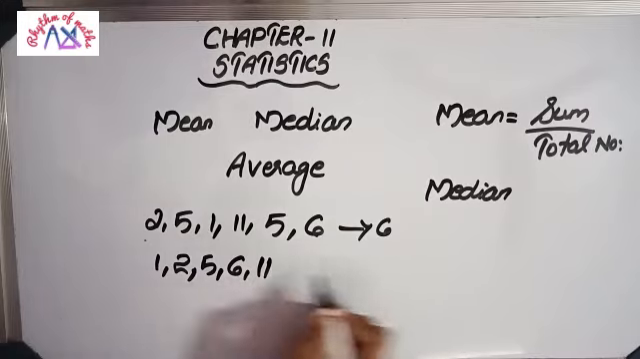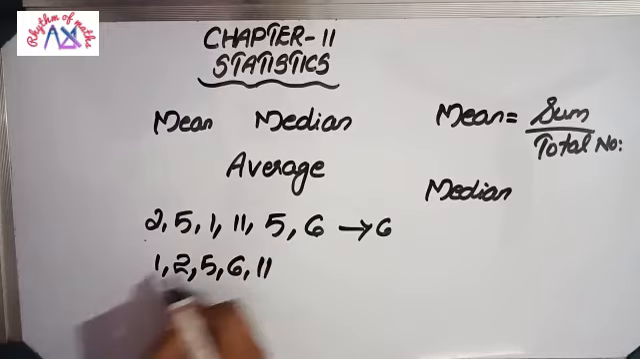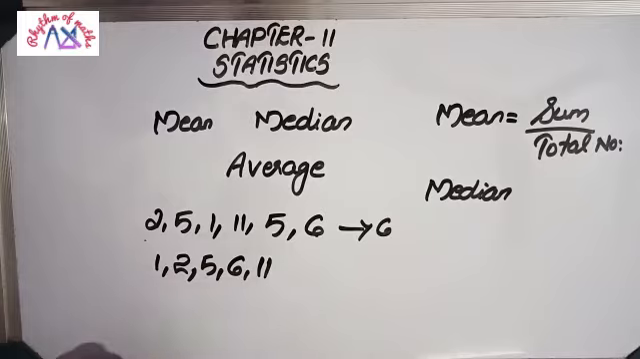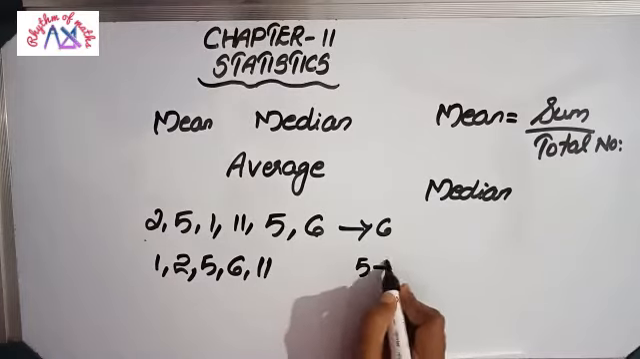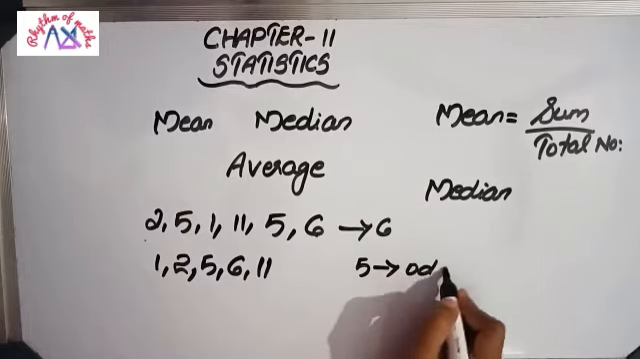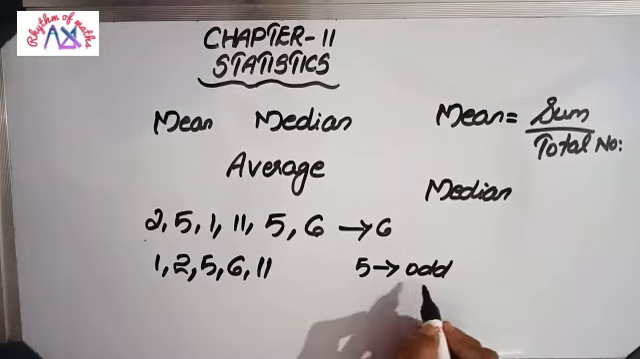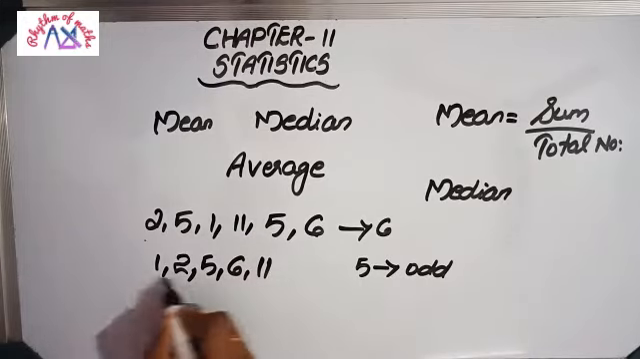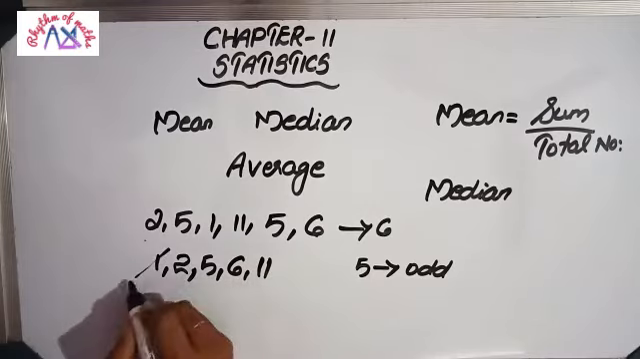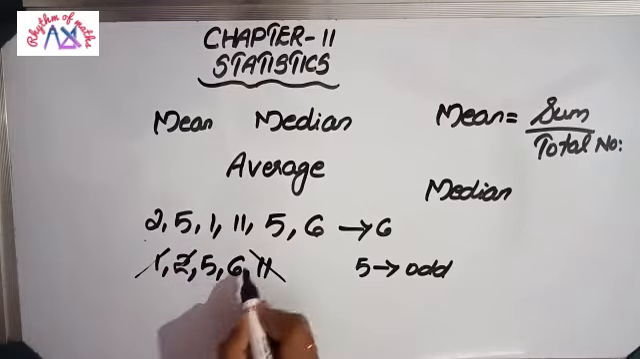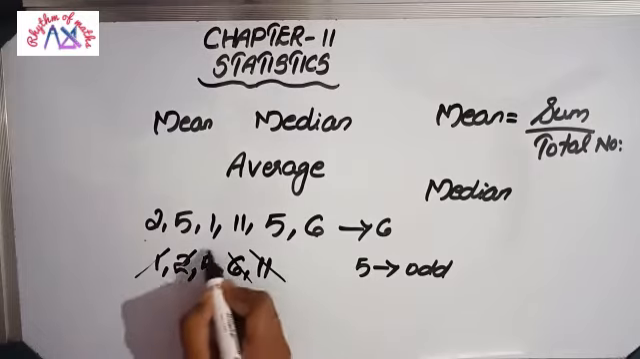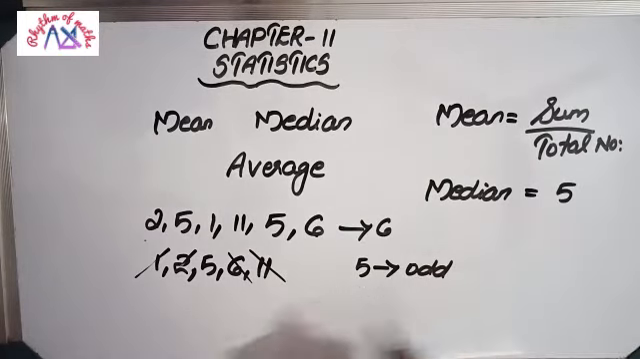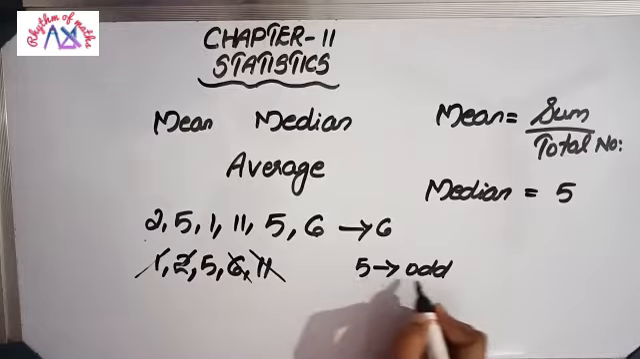Now we need to find the middle number. After arranging this in ascending order, how many observations are here? Total 1, 2, 3, 4, 5 observations here. So 5 is an odd or even number? It is an odd number. Odd number means the exact middle number will be the answer. You can start cutting from both sides, 1 from here, 1 from here, next 1 from here, 1 from here. So you will get one number in the middle. That will be the answer. Median equal to 5. This is the answer when n is an odd number.